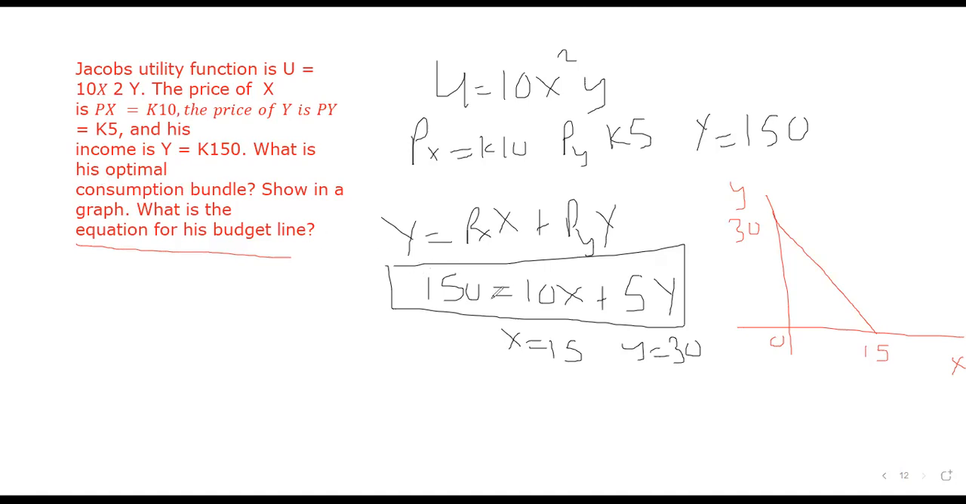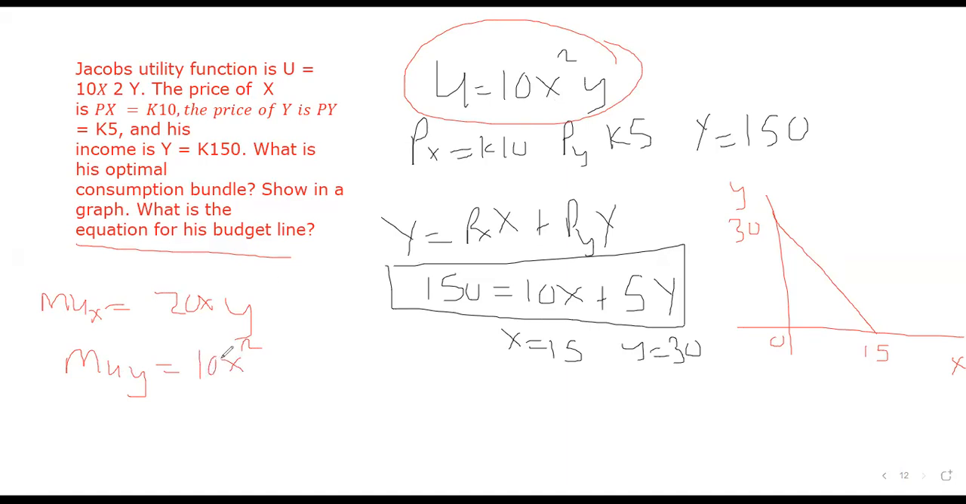What is the optimal consumption? So we need to differentiate this function here. So what is our MUx? We're going to differentiate 10x squared y with respect to x to get 20xy. And what is our MUy? Our derivative there will be what? X squared. So we're going to remain with 10x squared.